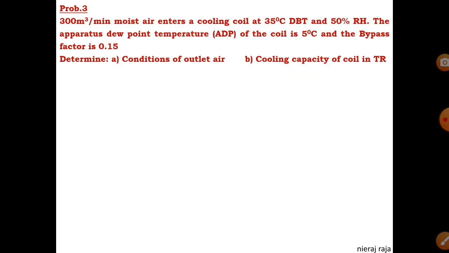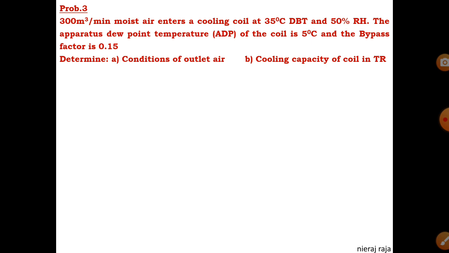Now we'll take problem number 3. 300 meter cube per minute of moist air enters a cooling coil at 35 degrees Celsius DBT and 50% RH. Okay, the volume of air is given, 300 meter cube per minute. Temperature is 35 degrees Celsius and humidity is 50%. They enter the cooling coil.